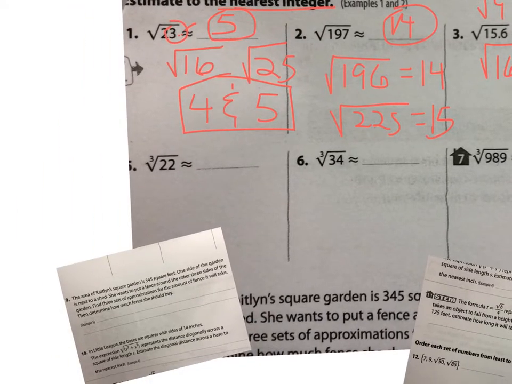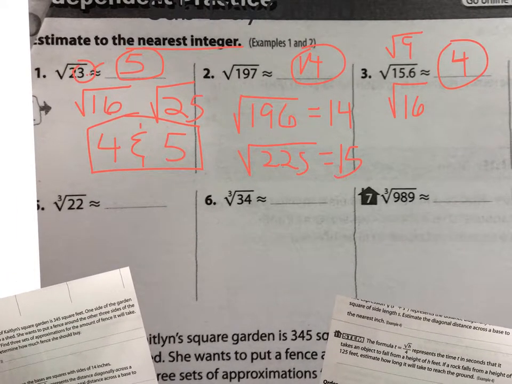Number 5, the cube root now. Cube root of 22. I know that the cube root of 8 is 2, and the cube root of 27 is 3. This one seems a lot closer to 27, so I'm going to say it's about 3, but it's between 2 and 3. Okay, I know the cube root of 27 is 3, and I know the cube root of 64 is 4, so it's between 3 and 4. Again, closer to 3.